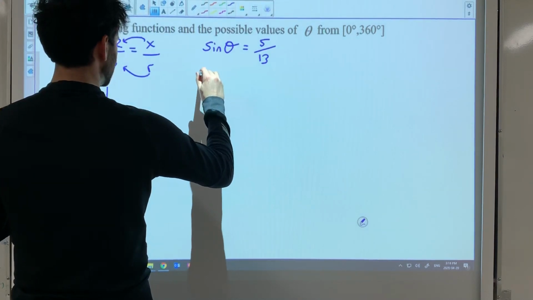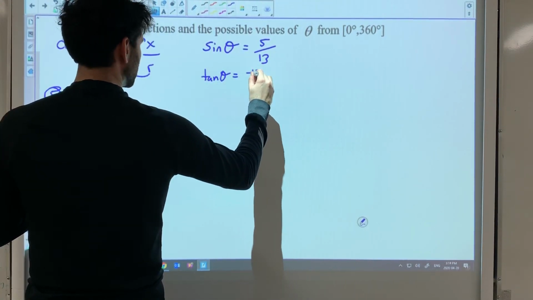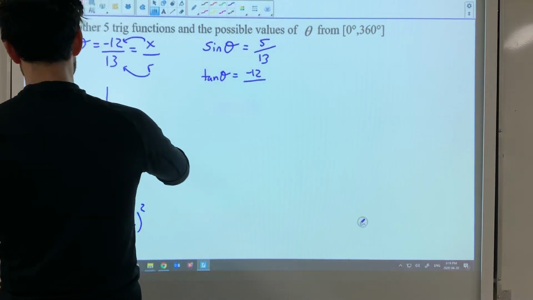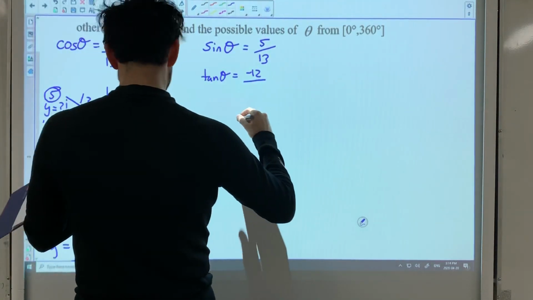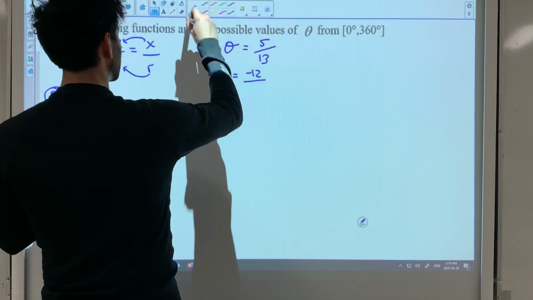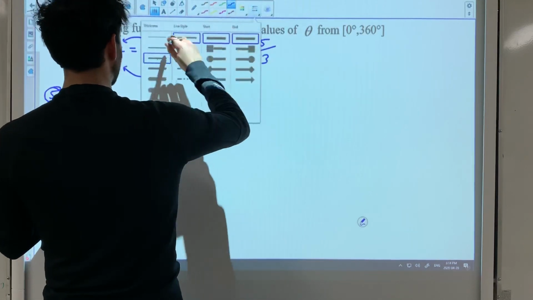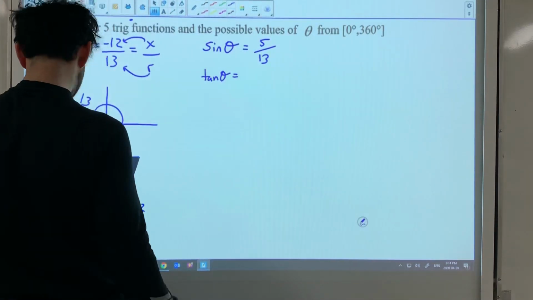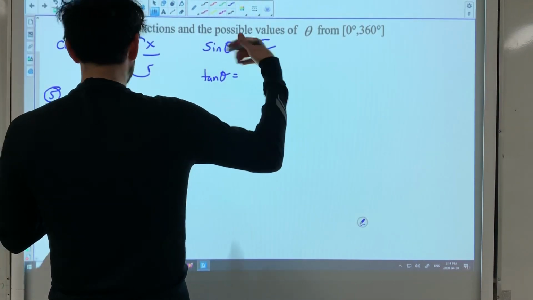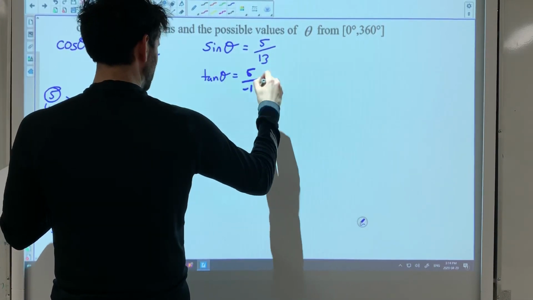And tan theta, that's x over y, right? No, sorry, I'm a liar. I am a little out of practice, I'm not going to lie. It's been like 10 days or so since I've had to make a lesson, so here we go. It is 5 over negative 12.